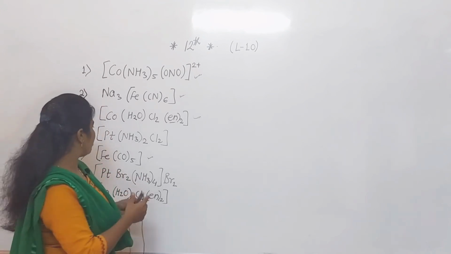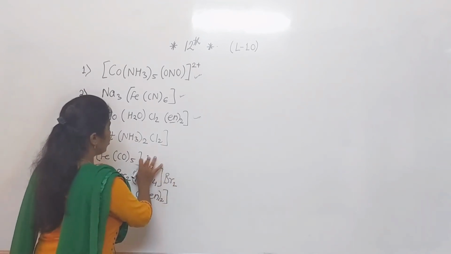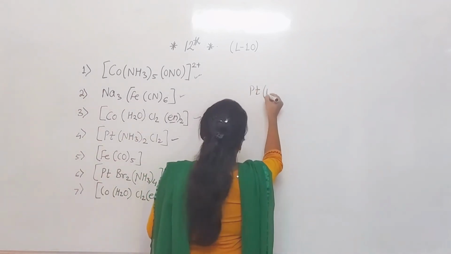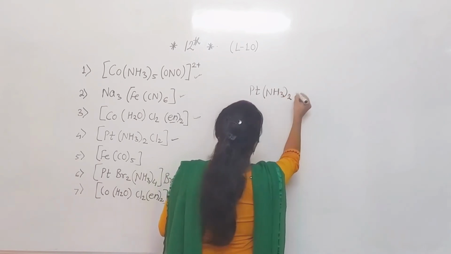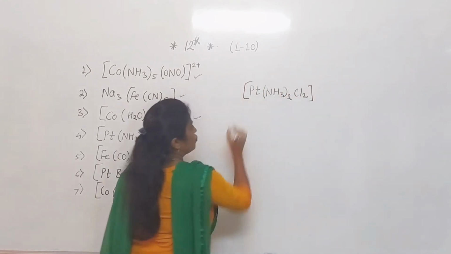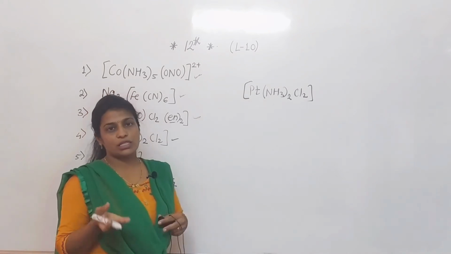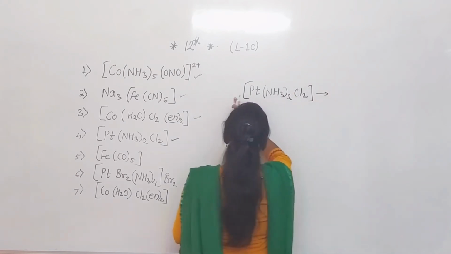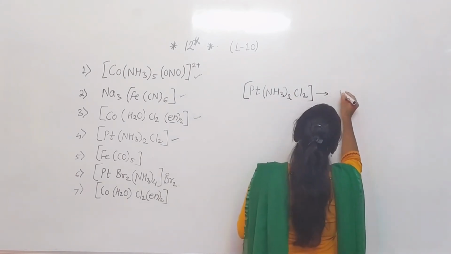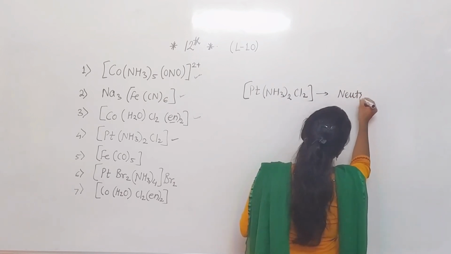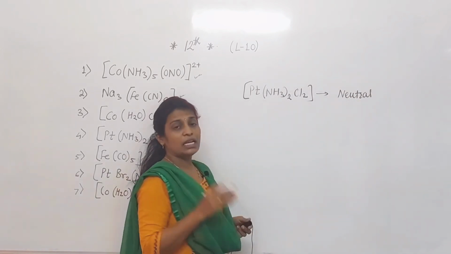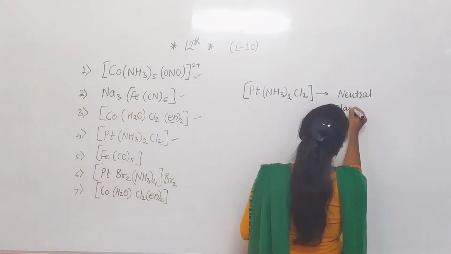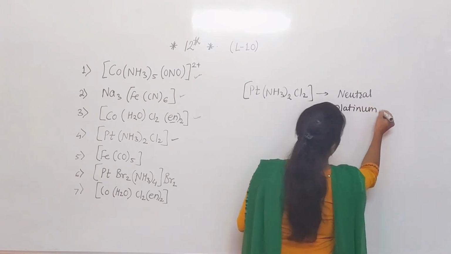Once again we are going to start with the IUPAC name, with the 4th example. What is that 4th example? See here, platinum NH3 twice Cl2. Firstly we have to observe whether the given complex is cationic, anionic or neutral. It is easy because there is no charge, no ion, which means it is a neutral complex. If it is a neutral or cationic complex, then we have to write the metal name as it is. Here the metal is platinum, so we write its name as it is.